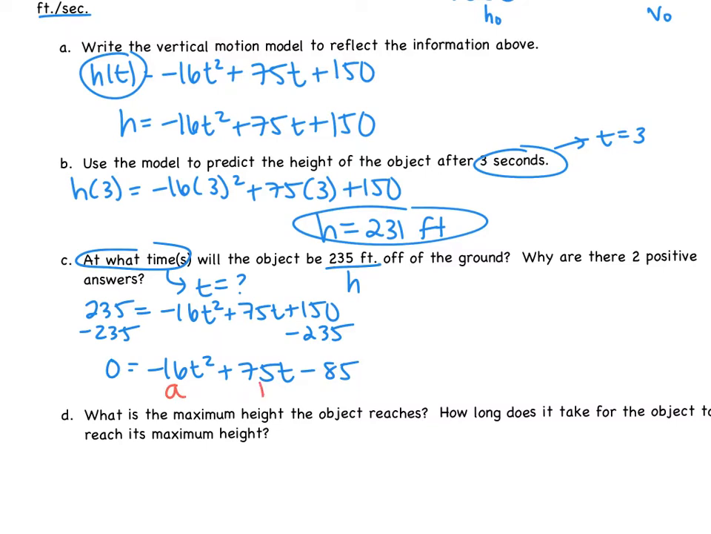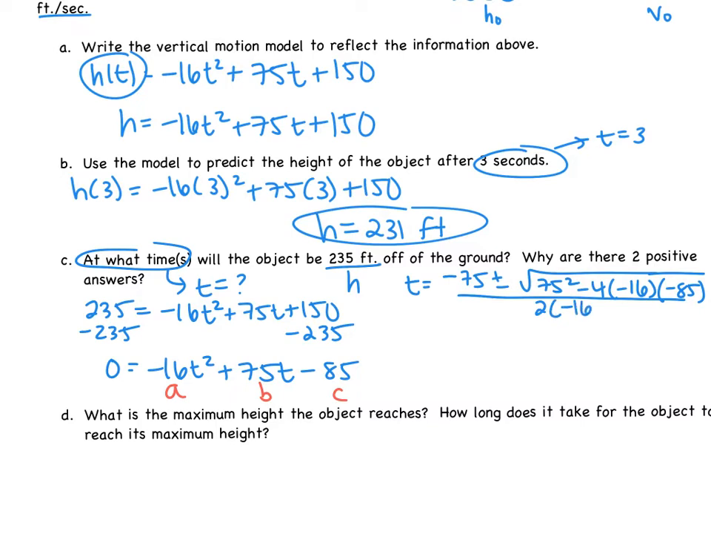As a reminder, negative 16 is A, 75 is B, and negative 85 is C. So if we set up the quadratic formula, instead of x in this case, it's going to be t. We get the opposite of b plus or minus the square root of b squared minus 4 times a, remember that a is negative 16, times c, all over 2 times a. Okay, now you have a calculator, so use that calculator. This ends up being negative 75 plus or minus the square root of 185 all over negative 32.